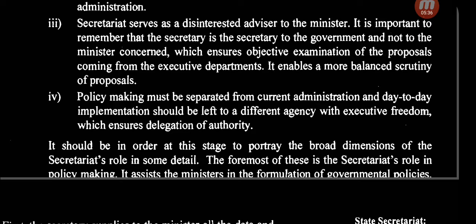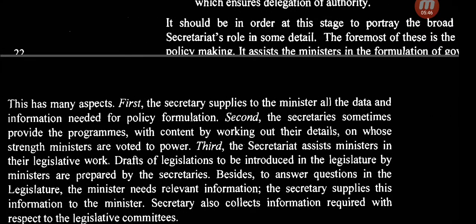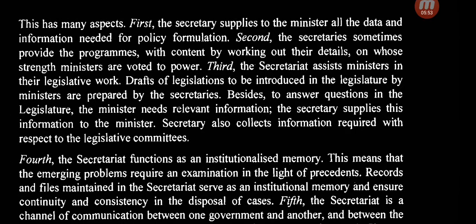It should be in order at this stage to portray the broad dimensions of the secretariat's role in some detail. The foremost of these is the secretariat's role in policy making. It assists the ministers in the formulation of governmental policies. This has many aspects. First, the secretary supplies to the minister all the data and information needed for policy formulation.